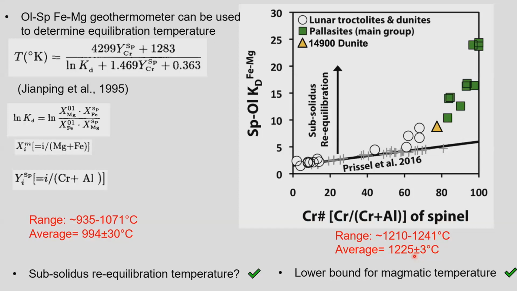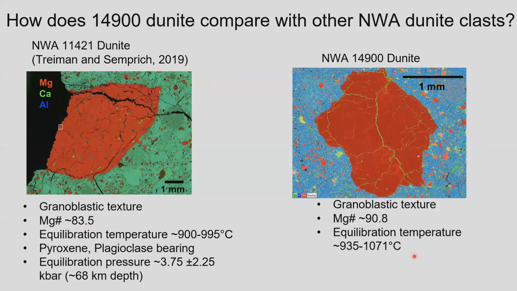So that's good. We know from this temperature that one of those two hypotheses is true, but which one? Because that's what we're trying to find. So why don't we compare this Dunite with other Dunites from other samples that were found? This is looking at another Dunite clast from another lunar meteorite, NWA 11421, that was studied back in 2019.